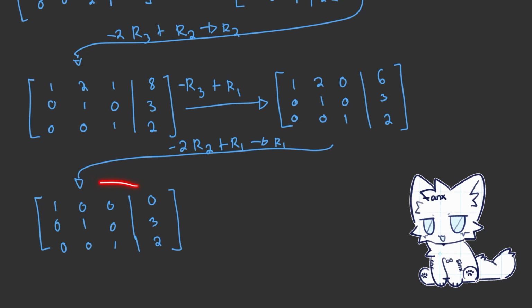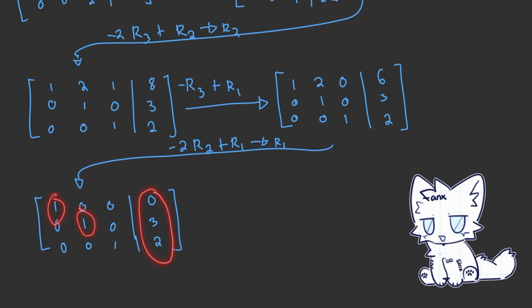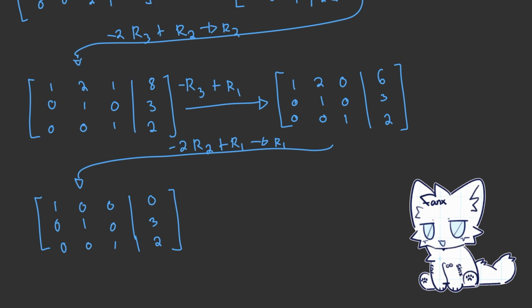Now we have our solution set. Does this have one unique solution, infinite solutions, or no solutions? I'd say it has one unique solution because every variable has its corresponding output and there's no contradictions.